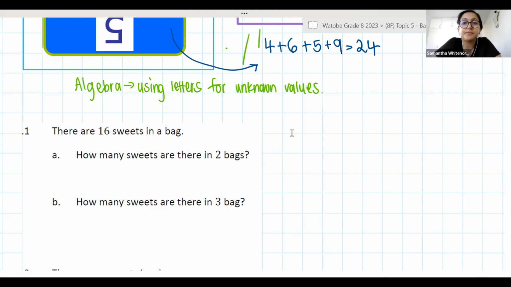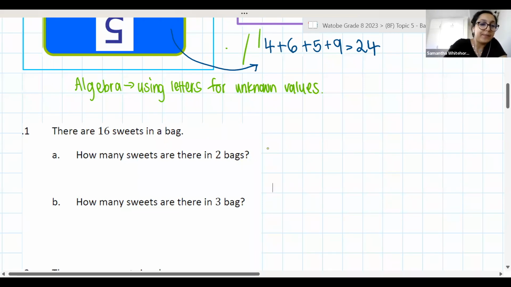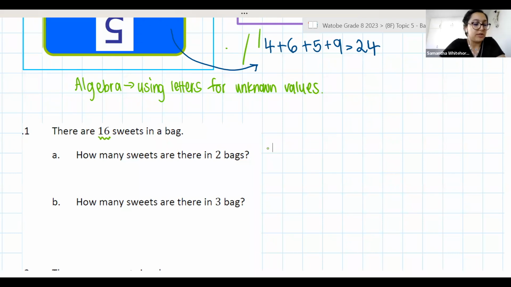Alrighty, so we're going to start off by writing expressions for ourselves, understanding what's going on, and then we'll get to some basic operations. So this first question says there are 16 sweets in a bag. My first question to you is, and I just want you to put your answers on the chat, I don't want to see any hands. How many sweets would I have in 2 bags? So if 16 sweets are in 1 bag, how many would I have in 2 bags? You just pop it on the chat for me.